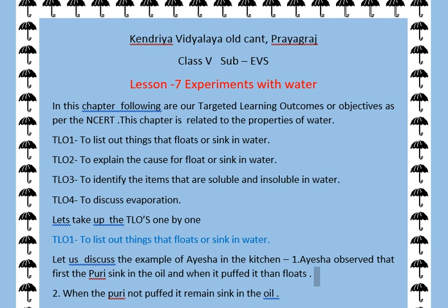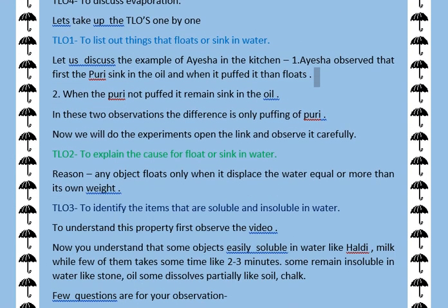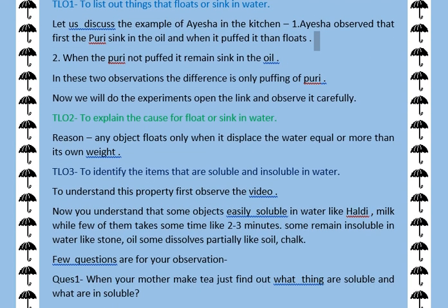Now first we will take up the first learning outcome. Let us discuss the example of Aisha in the kitchen. Aisha observed that first the puri sinks in oil, and when it puffed, then it floats. The second observation is when the puri is not puffed, it remains sunk in the oil. In these two observations, the difference is only the puffing of the puri, and the puffing happens due to the presence of air inside it. Now you will watch the link given and observe it carefully.